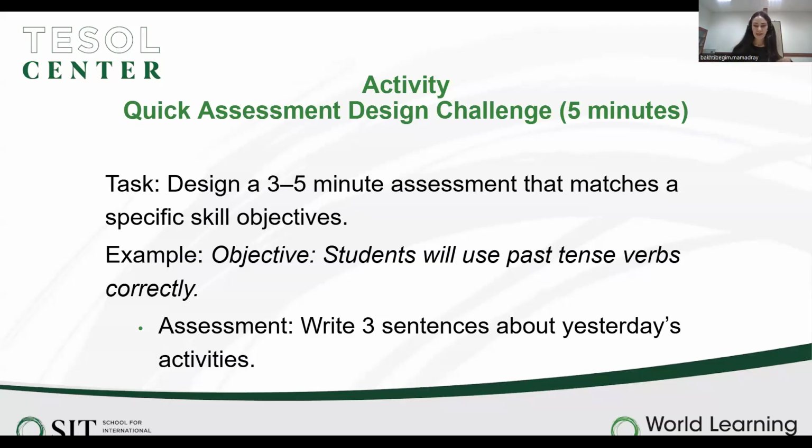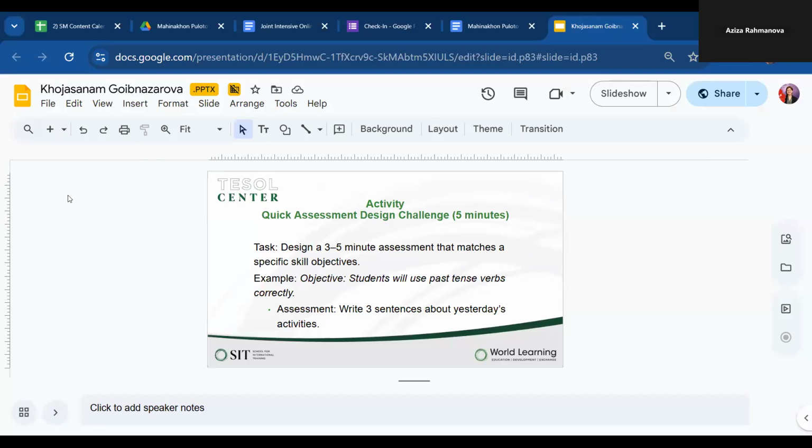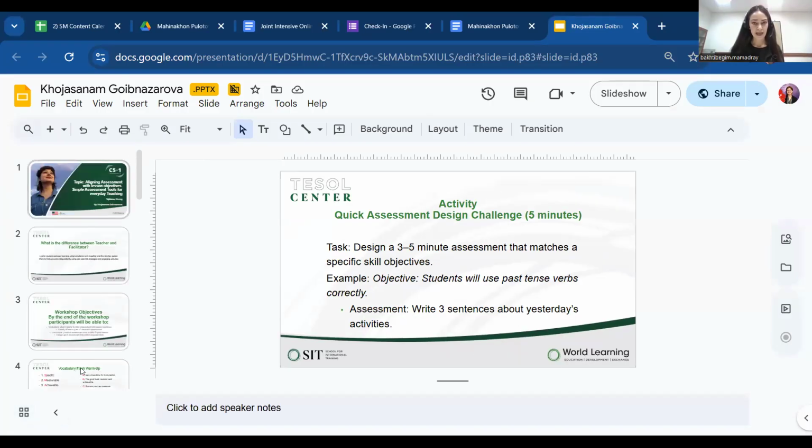So, dear colleagues, did you get the instruction? Actually, it's me, Aziza. I didn't understand. What should I do? For example, you have an objective for the lesson. For example, our objective is students will use past tense verbs correctly. Yes, it is our objective. And how do you assess this objective? I brought an example: write 3 sentences about past tense.